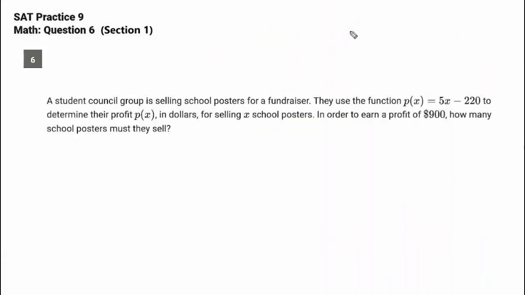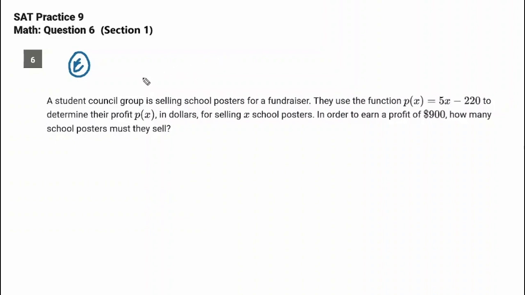We're on SAT Practice Test 9, Math Section 1, Question 6. What's the level of difficulty here? Easy. A student council group is selling school posters for a fundraiser. They use the function p of x equals 5x minus 220 to determine their profit p of x in dollars for selling x school posters. In order to earn a profit of $900, how many school posters must they sell?